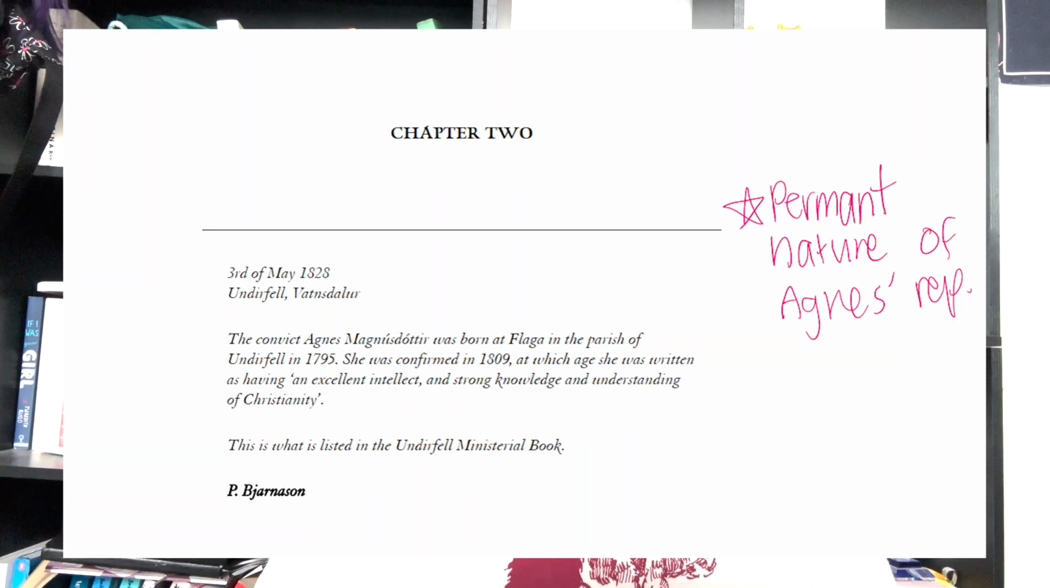So we have an excerpt from the ministerial book, and this is where that great quote that we speak of so commonly about Agnes having an excellent intellect and strong knowledge and understanding of Christianity comes from. So this also makes me think about the part in the novel when Agnes refers to what the men have decided is most important about her, and I think that's really interesting because it's exactly what this is. This is a really good example of the permanent nature of Agnes's reputation because she was so young. Even in the 19th century, they were able to go back and find evidence and go through the records and share in a permanent way about who Agnes was as a person.